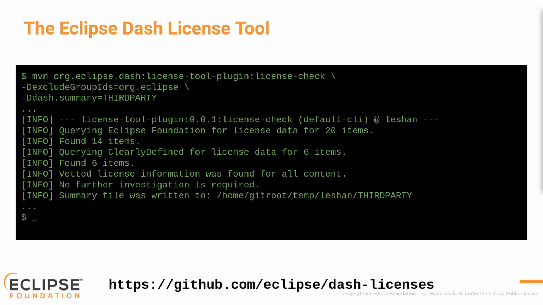The Eclipse-License tool comes in two different flavors, a command-line interface and a Maven plugin. In this example, I'm showing the Maven plugin being used on a project's repository. The plugin uses the information that Maven itself gathers regarding dependencies as a starting point. It attempts to find vetted license information for each dependency.